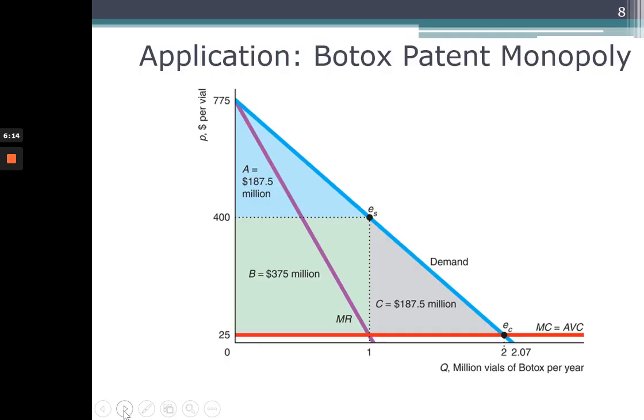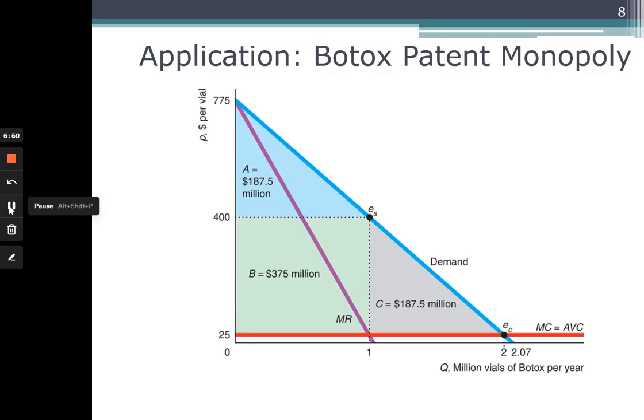So he didn't intend it for cosmetic use, which it has now been used for down the line. So Botox is now sold in millions of vials per year. And the textbook talks about Allergan as having a near monopoly in this market for the treatment of wrinkles, etc.